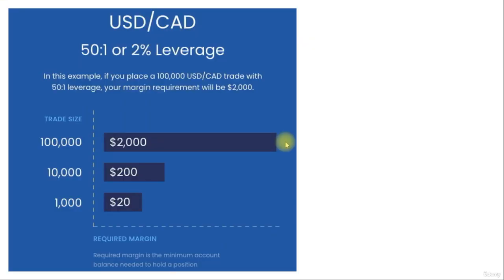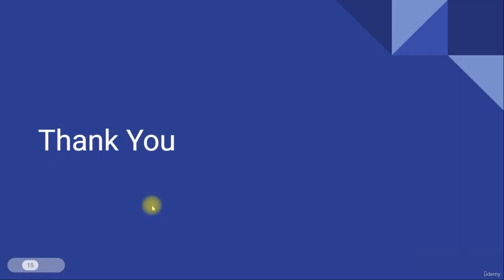So let us see one example of leverage. Let's say you have a 50 to 1 leverage, or a 2% margin. Using this example, if you place a $100,000 USD Canadian dollar trade with 50 to 1 leverage, that means your margin requirement is only 2%. So you can trade a size of $100,000 by putting down only $2,000 as the initial capital requirement. Same thing, if you want to trade $10,000, then since you are using 50 to 1 leverage and you have to pay only 2% of this amount, you need only $200. So this is the required margin if you're using leverage.